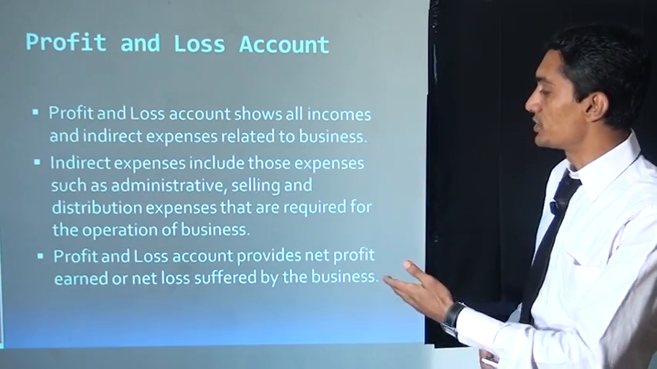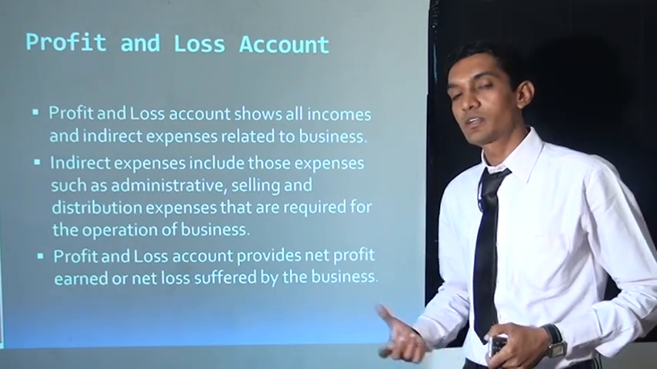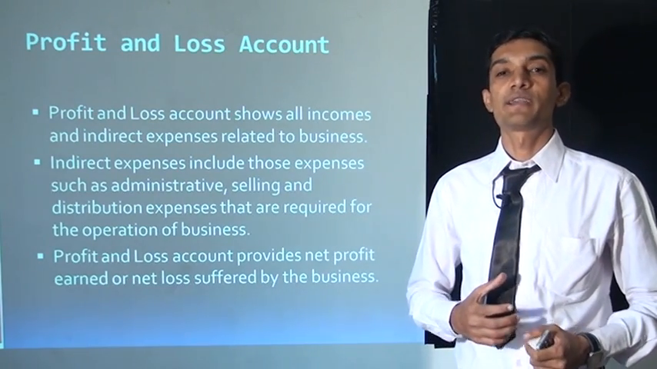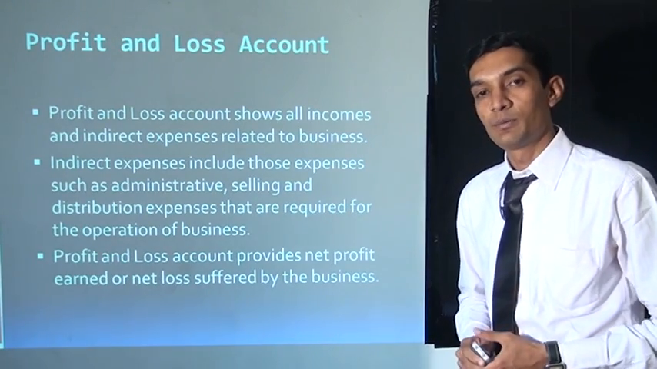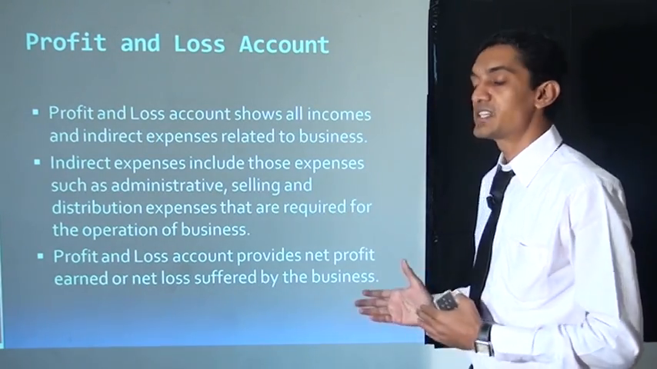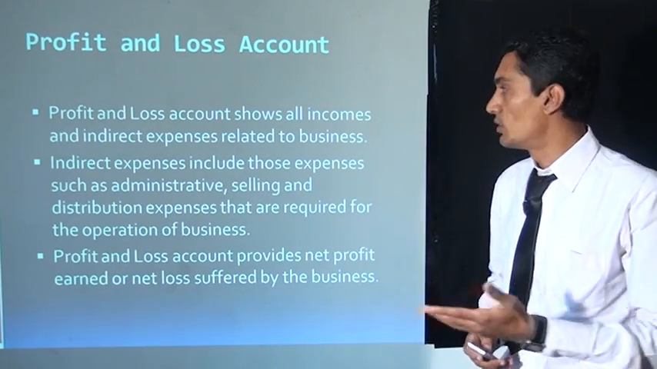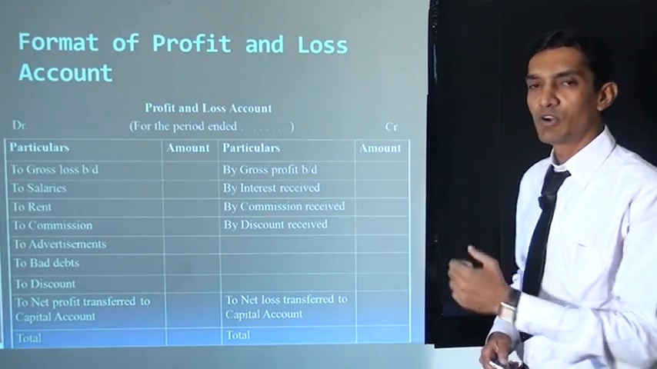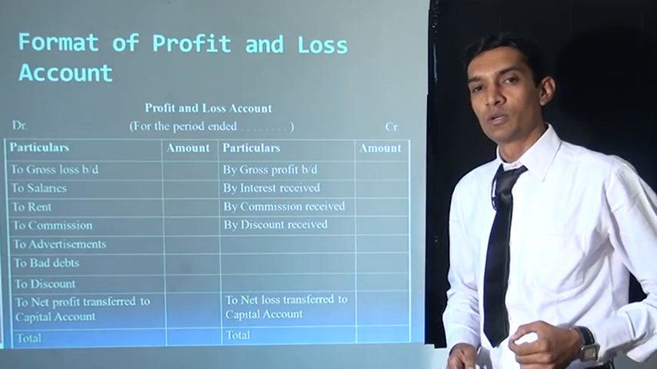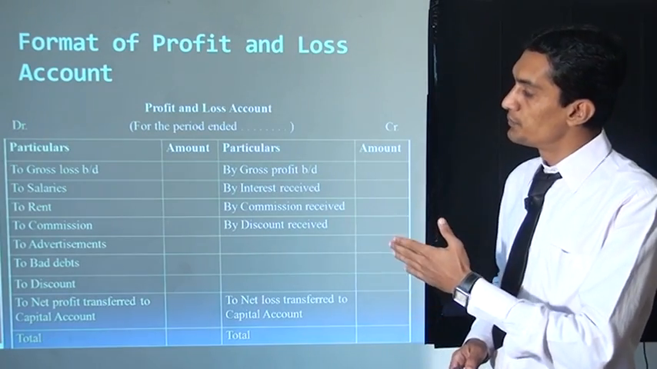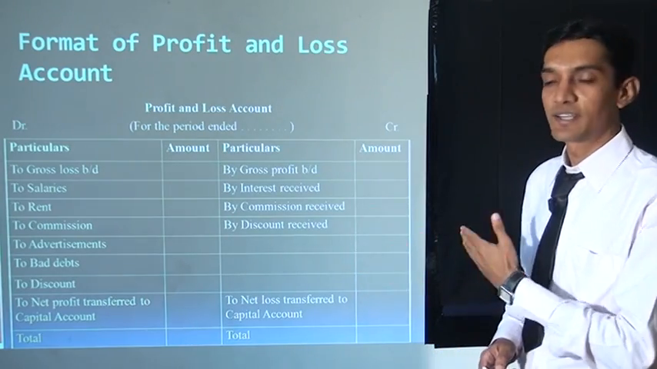Administrative, selling expenses, distribution. The profit and loss account provides the net profit. After we close the profit and loss account, it shows whether there is a net profit situation or a net loss situation. So the profit and loss account shows net profit or net loss. Now the format of the profit and loss account. What is the format? The same format as the trading account, but in this situation all expenses are debit and all income is on the credit side.